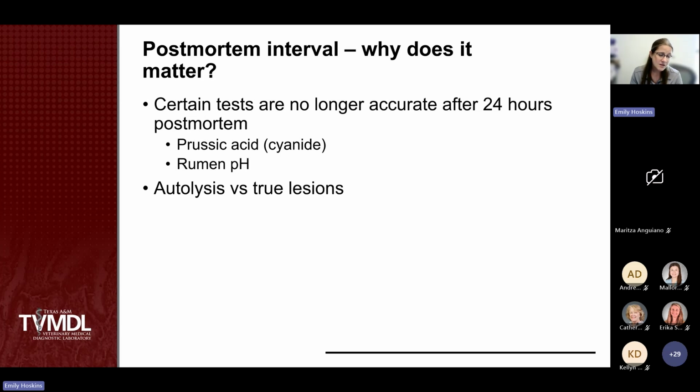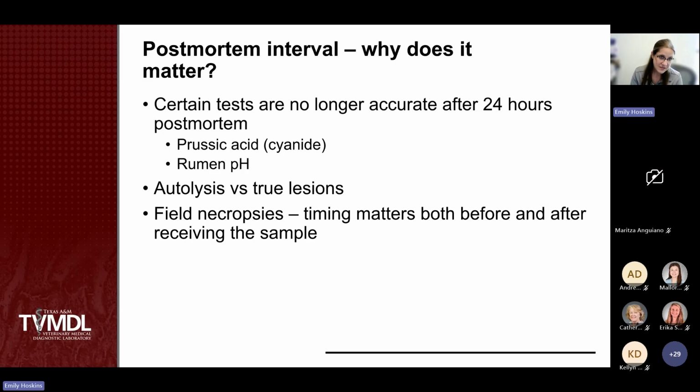Another really big reason is autolysis versus true lesions. If we're looking at changes on the floor and we're unsure whether this is just change from autolysis or an actual true lesion, it can be really helpful to have an idea of how fresh that carcass is, because that can make us lean more towards, maybe that actually is a true lesion. That is going to affect what ancillary diagnostics we recommend based on what we saw on necropsy. And then finally, with field necropsies, timing matters both before and after receiving the sample.